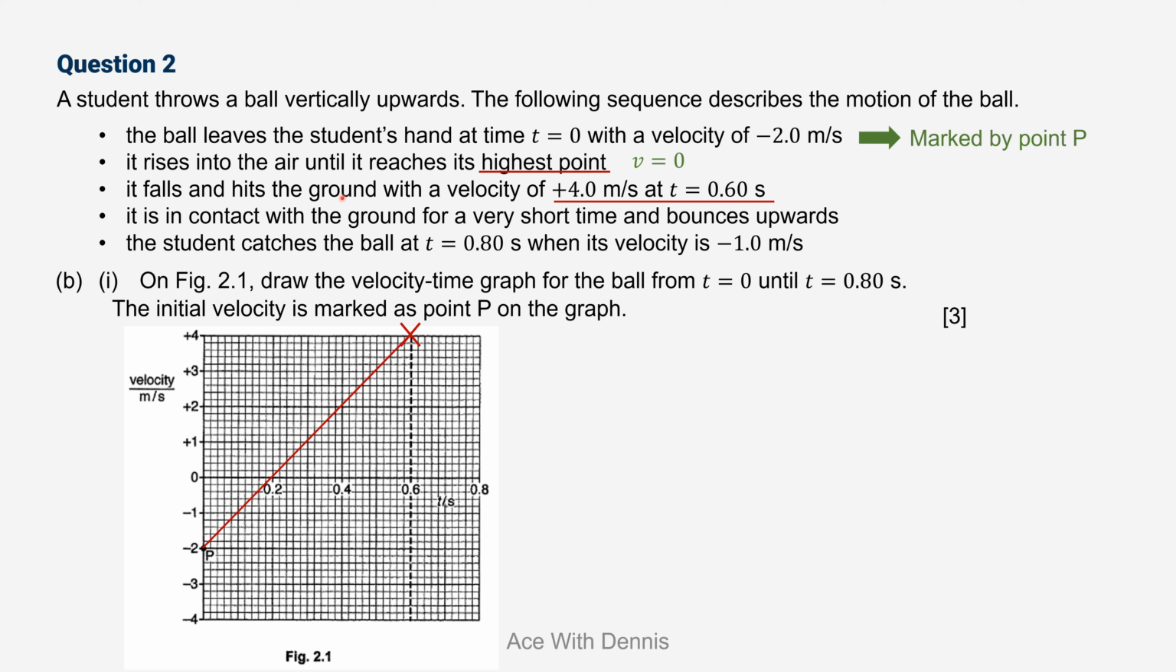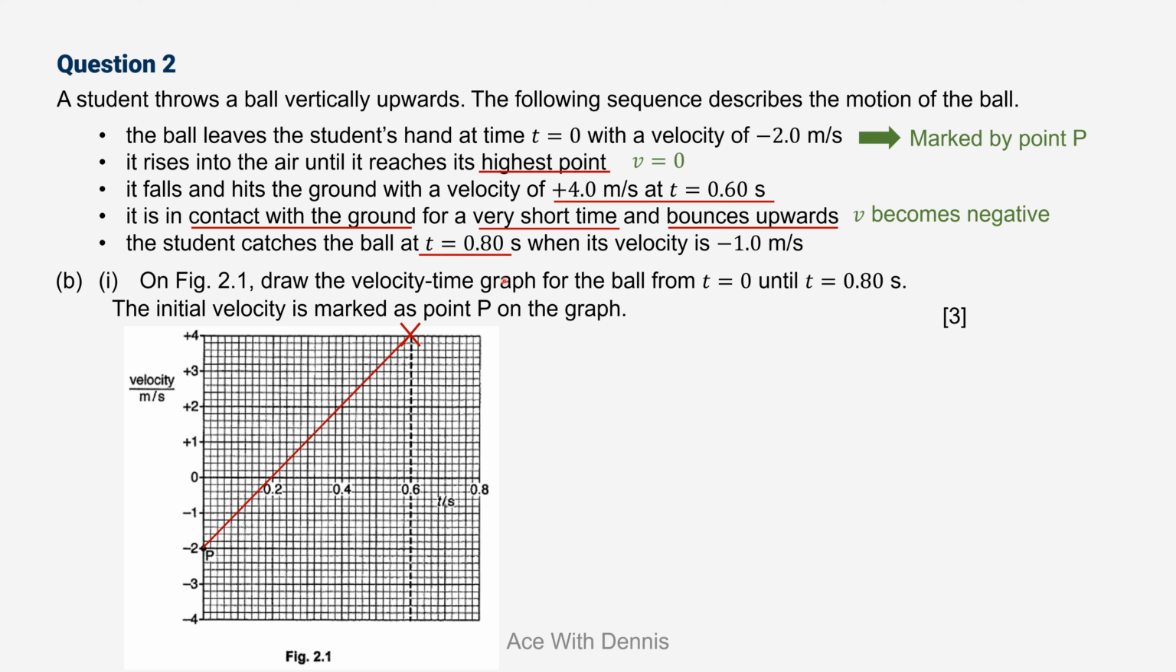Now move on to the next point. It is in contact with the ground for a very short time and bounces upwards. So when it first contacts the ground for a very short time and bounces upwards, it will start to change direction. With the change of direction, the velocity will become 0. Remember, velocity is a vector quantity, so when it changes direction, its sign will change as well.